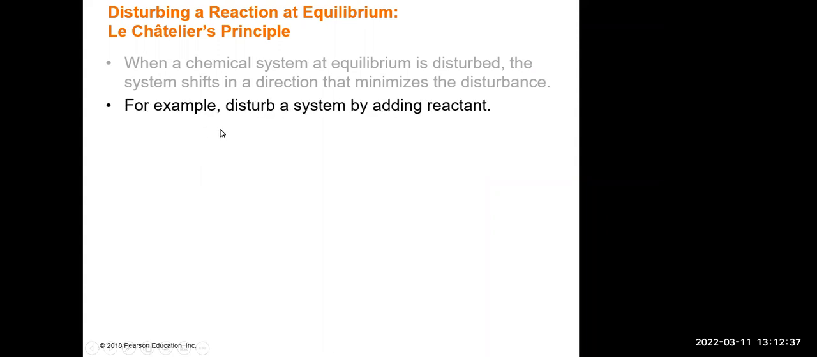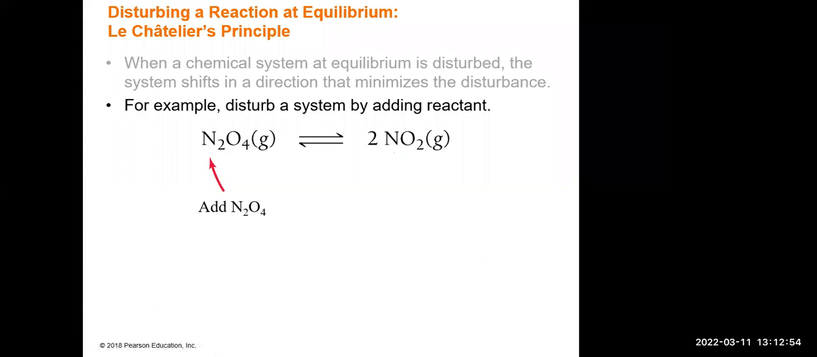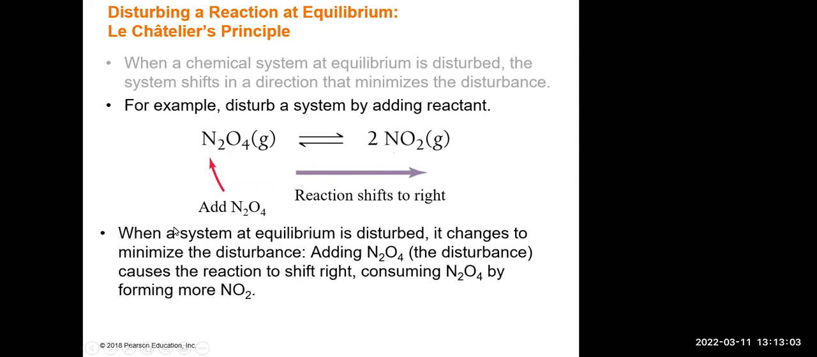So we see another example, by adding a reactant. Let's see the same reaction. We have N2O4 and NO2. Now we want to add in N2O4. N2O4 is in gaseous state, so this is the disturbance. That means your reaction will shift to the right to use up the N2O4 and produce NO2. Okay, so when a system at equilibrium is disturbed, it changes to minimize the disturbance. Adding N2O4 causes the reaction to shift right, consuming N2O4 by forming more NO2.